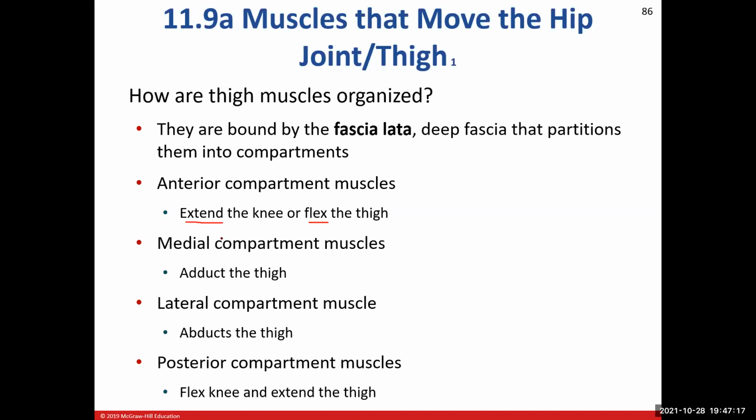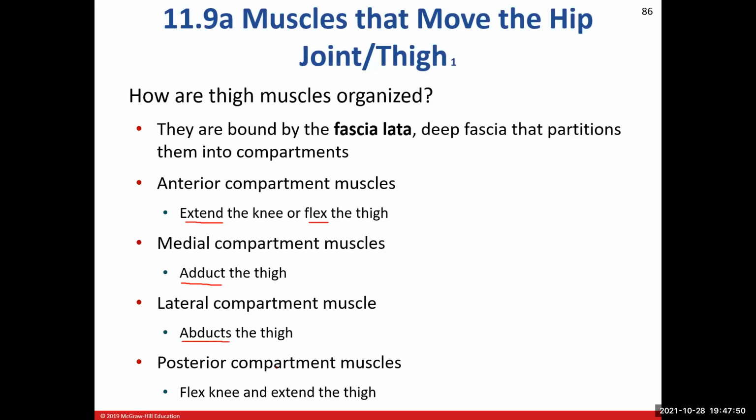Okay, the medial compartment muscles are going to undergo adduction of the thigh. That is, if you're doing a jumping jack, when your legs are far away from each other, that is AB, abduction. So when you bring your feet back or your legs back in, close to each other, that is ADD, adduction. So the medial compartment muscles will adduct the thigh. Lateral compartment muscles will abduct the thigh, pull the legs away from your midline.